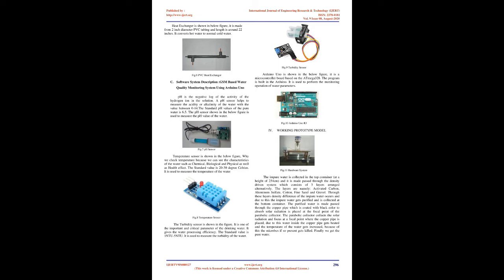B. Hardware system description, using density-driven system. As shown in the below figure, the impure water is taken at the top of the container, then it is given to the density-driven system. The system contains 4 to 5 layers such as activated carbon, aluminum sulfate, cotton, fine sand, and gravels. Then the water flows through the parabolic collector, in which some of the microorganisms are killed with the help of solar radiation.